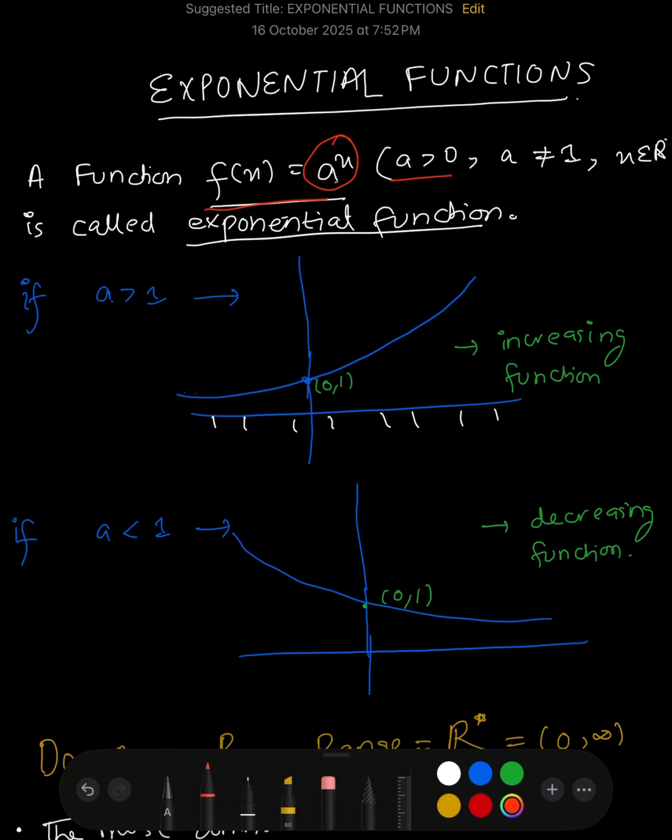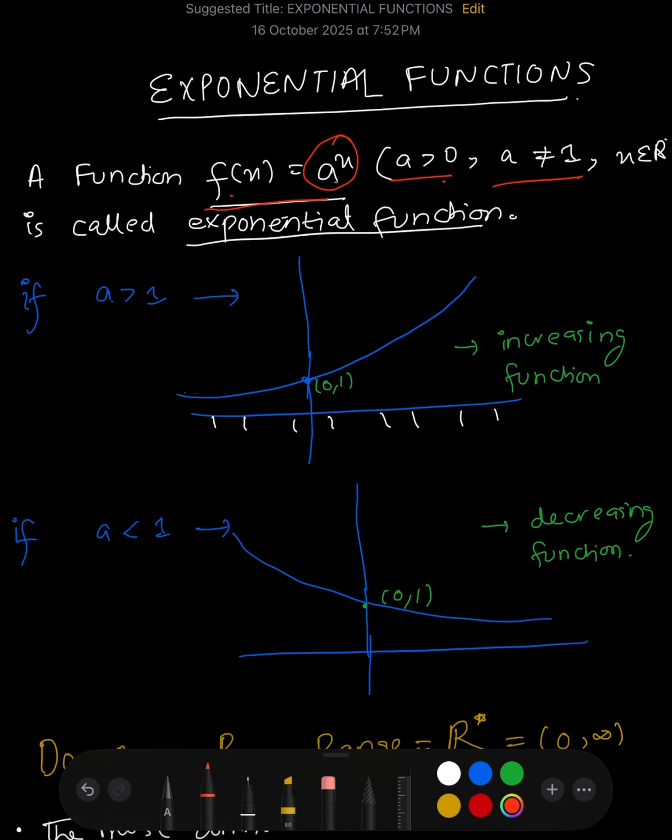Any function of the type f(x) equals a to the power x has conditions on a and x. a should always be a positive number and it can't be 0. a can't be equal to 1. If a equals 1, the function would become a constant function, and x belongs to the real numbers. Any function of the type f(x) equals a to the power x is called an exponential function.